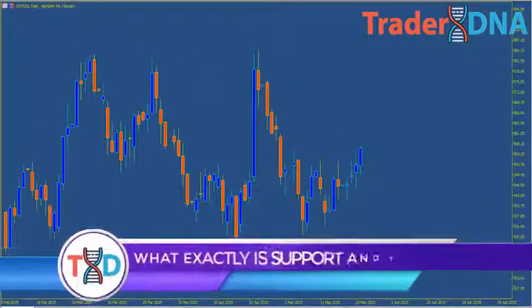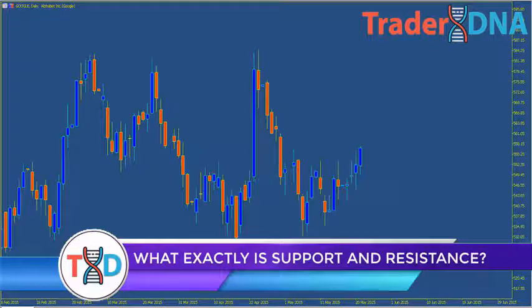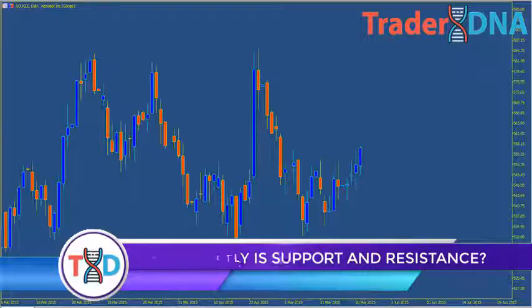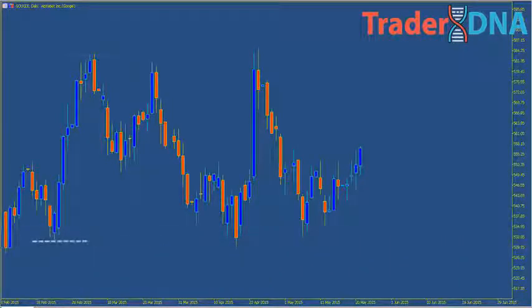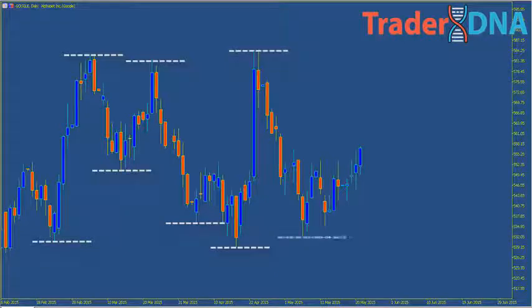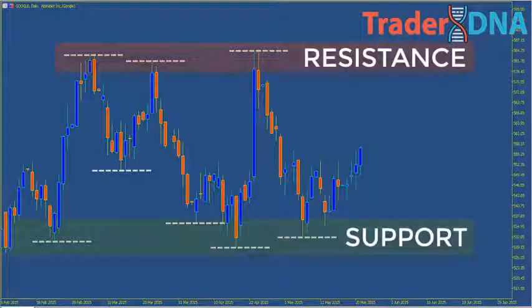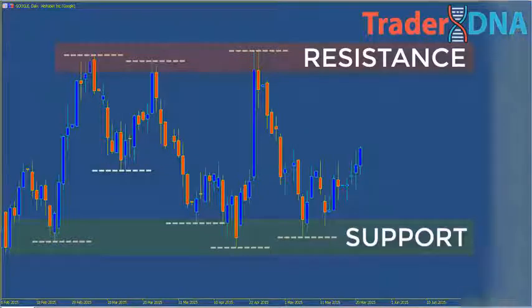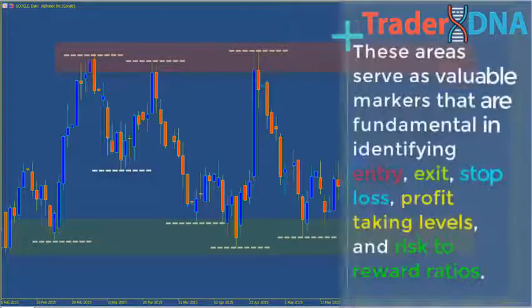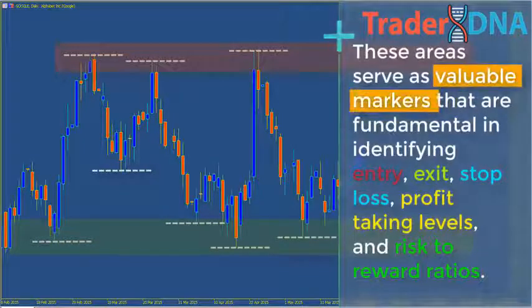So, what exactly is support and resistance? Support and resistance levels, or support and resistance zones as they're often called in price action books, are basically areas in the market where the price has a high probability of reversing and moving in the opposite direction. They are drawn on the chart using horizontal rectangles and are found by looking for the times when multiple reversals occurred from similar points to one another. These areas serve as valuable markers that are fundamental in identifying entry, exit, stop loss, profit-taking levels, and risk-to-reward ratios.